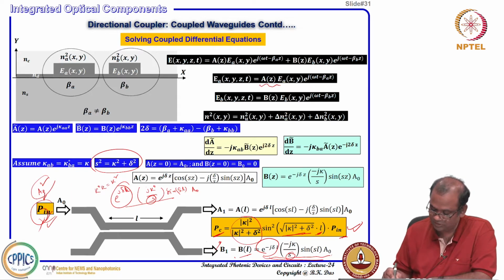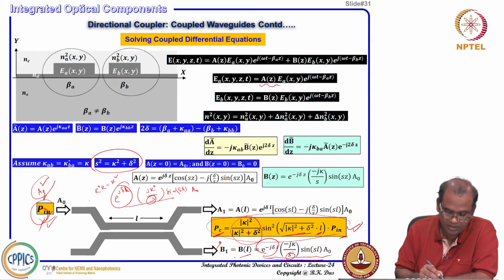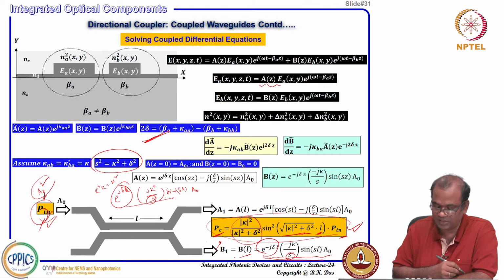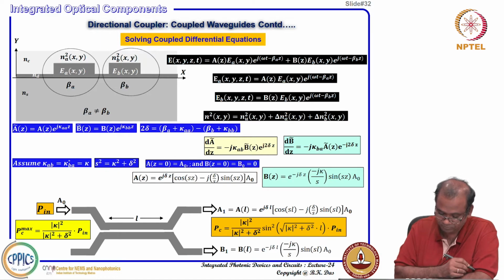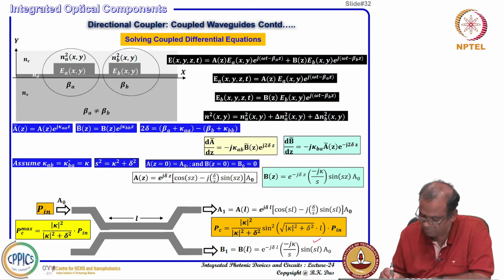This is interesting, an important expression: if you have two non-identical waveguides having some delta, this delta will be non-zero and you will get this expression. Now, let us analyze this a little bit. What would be the maximum power here?